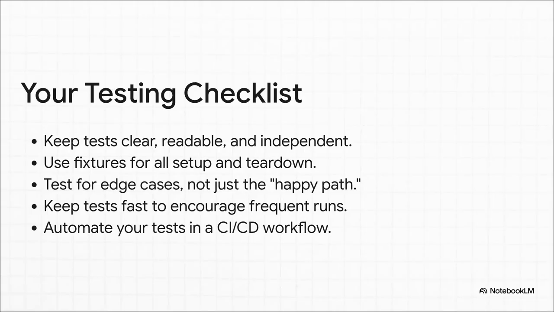So this checklist right here, this is more than just about writing code. This is about building a culture of quality on your team. Keep your tests clean, readable, and make sure they can run on their own. Use fixtures for all your setup stuff. Test the weird edge cases, not just the easy, happy path. Keep them fast so people actually run them. And most important of all, automate the whole thing in a CI/CD pipeline. That way, your safety net is always, always on.